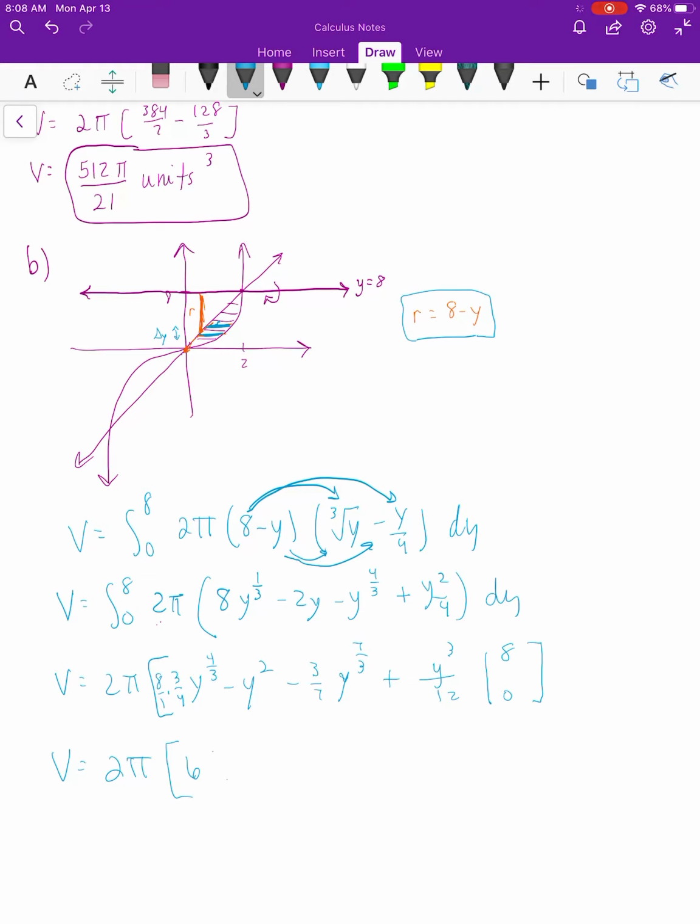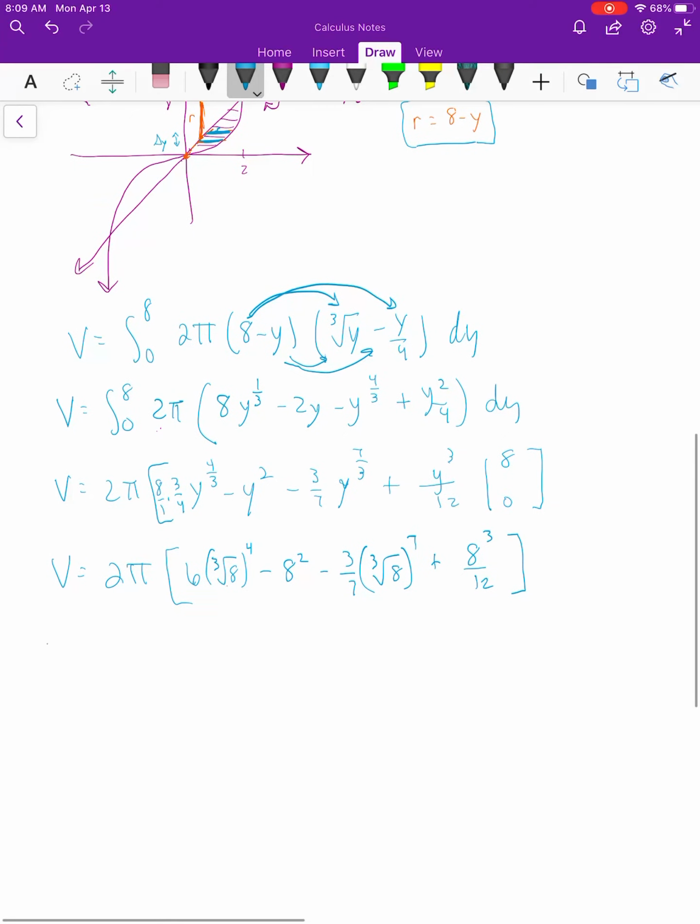So this ends up giving me 6. Divide by 4, I get 1. Divide by 4, I get 2. 2 times 3 is 6. And when I put my 8 in, I'm going to have the cube root of 8 to the 4th power, minus 8 squared, minus 3/7, and then again, cube root of 8, only this time to the 7th power, plus 8 to the 3rd over 12. And then put a 0 in, you get zeros the whole way. So I'm not going to worry about that lower limit.